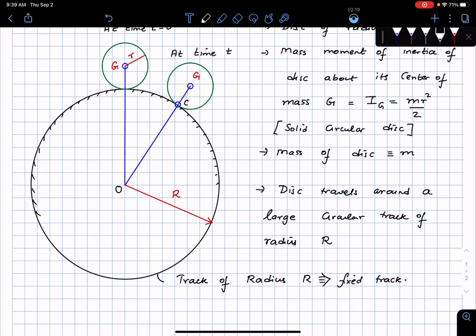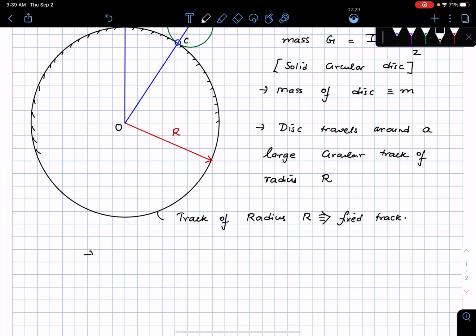And most importantly, at any point of contact between the disk and the track, we are going to assume that the disk is rolling without slip. Okay, so the disk, we are going to assume that the disk rolls without slip relative to the fixed track.